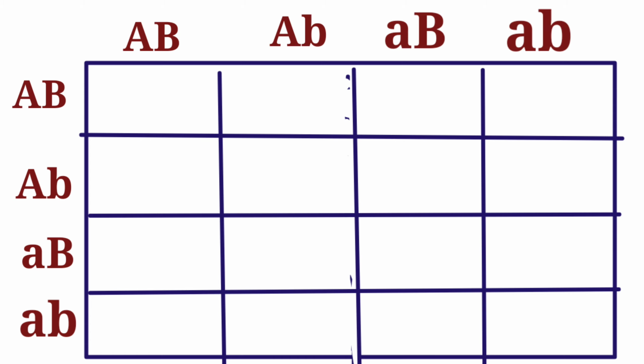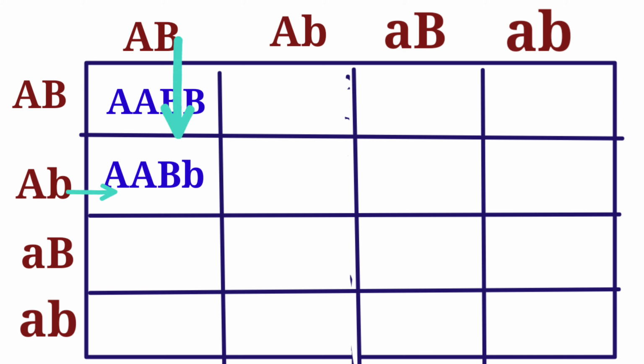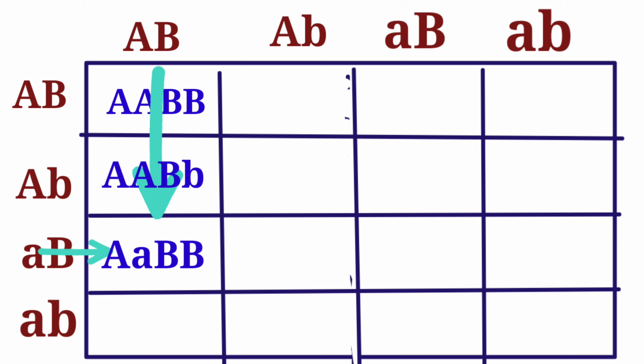Okay, next is we are going to transfer the gametes of the parents. Now, the left side are the gametes of the father and the upper part are the gametes of the mother. Now, next is we are going to solve for the genotypes of the children. So, the first pairs are the capital letter A and the capital letter B. Next to that are the capital letter A and capital letter B with the small letter b. Then, next is capital letter A with the small letter a and capital letter B.